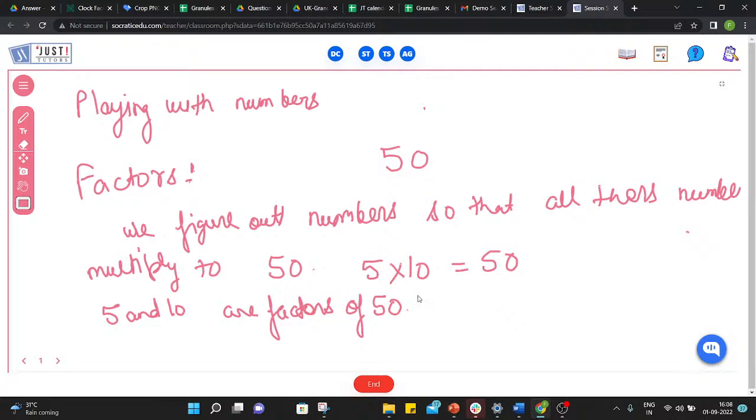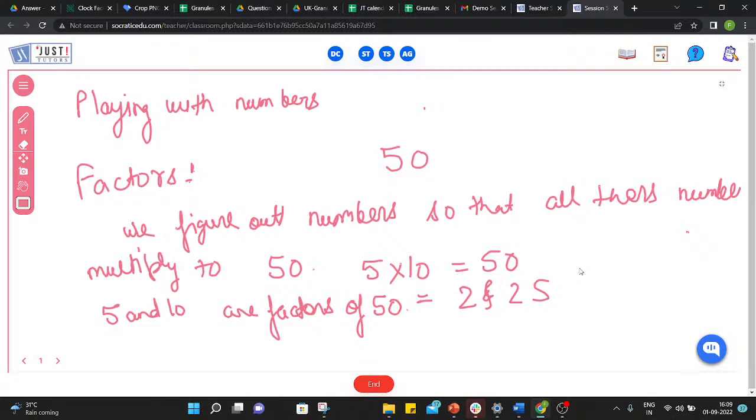2 and 25, because 2 times 25 is 50, or 25 times 2 is 50. If you multiply, you will see 25 times 2 is 50. So right now we are talking about 50, because it's a very easy number. We can say 10 times 5 is 50, sorry, 5 times 10 is 50, 2 times 25 is 50. So these are all the possible numbers.